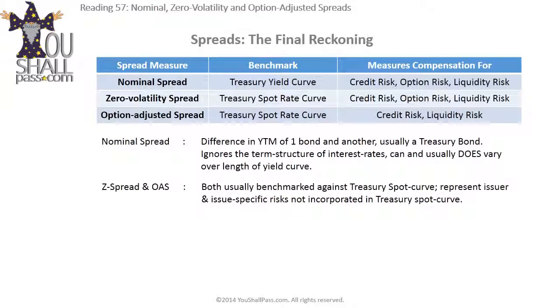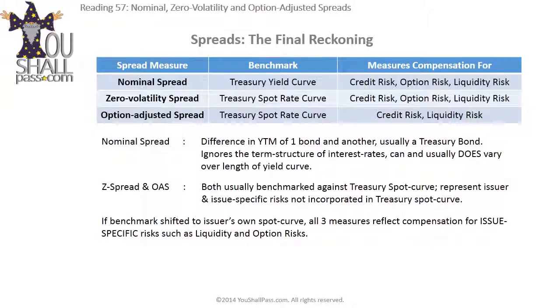The Z spread and the option adjusted spread are both usually benchmarked against treasury spot curves, in which case they represent compensation for issuer and issue specific risks. When benchmarked against the issuer's own spot curve derived from the issuer's own on-the-run bonds, these measures reflect compensation only for the issue specific risks.